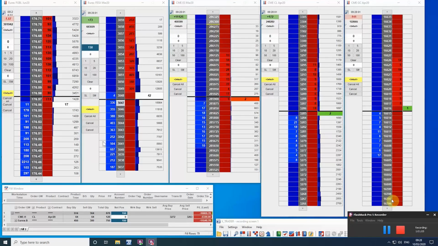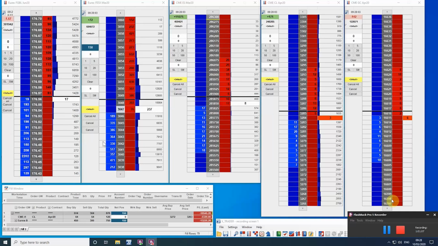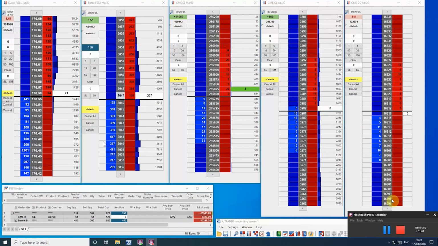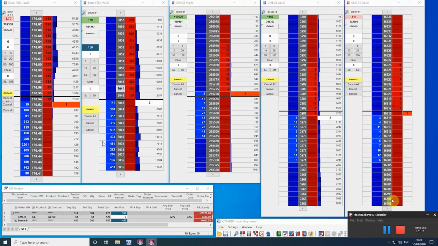Alright, and so we've tested a little bit higher again, but the seller's still there. So 48s, 47s, 46s again. So again, we're looking to see this buyer step back in, and there you go.